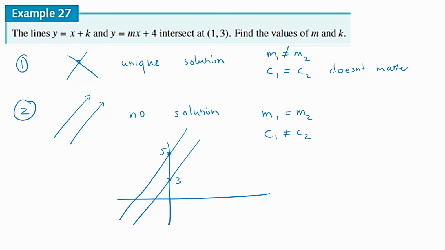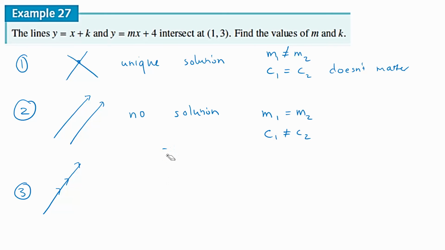How do you have the third scenario where you have infinitely many solutions? That makes sense that you have to have the same gradient and the same y-intercept. They're exactly the same line. So if you have the same gradient, same y-intercept, of course you're going to get infinitely many solutions. Yeah? So here we go. I'm going to write it here, infinitely many solutions. That's the only thing you have to understand from 2H. M1 equals M2, C1 equals C2.